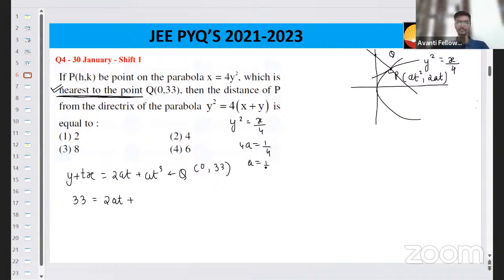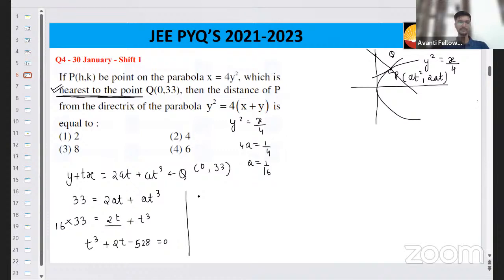A is 1 by 16. So if I substitute the value of a as 1 by 16, 33 is equal to 2t upon 16 plus t cube upon 16. Multiplying by 16, we get t cube plus 2t minus 33 into 16, which is 528, equals 0.